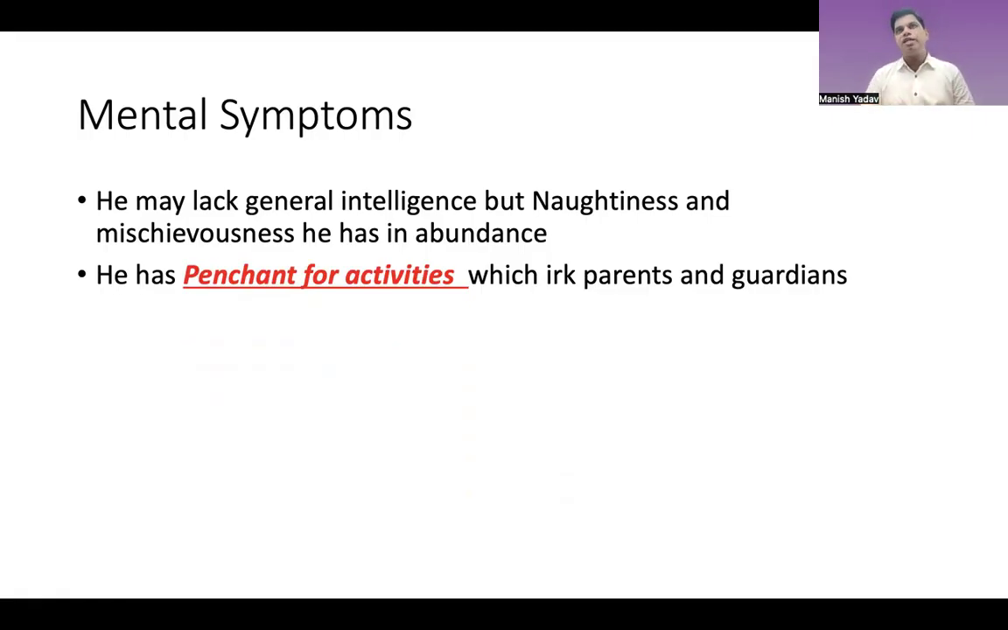This one point will differentiate from the tubercular child, tuberculinum and tarantula, both tubercular child and Medorrhinum. He has a penchant for activities which irk parents and guardians. This is the word written in the book, penchant. Now, irk means irritates, simple. So they have a certain kind of activities they do which irritates the guardians. What kind of activities do they do?